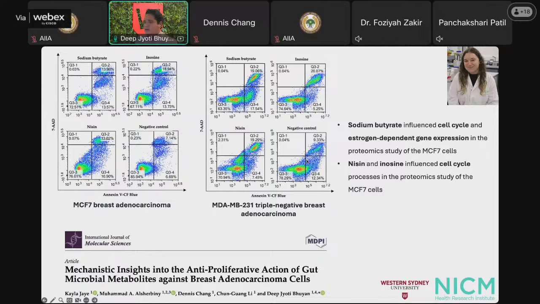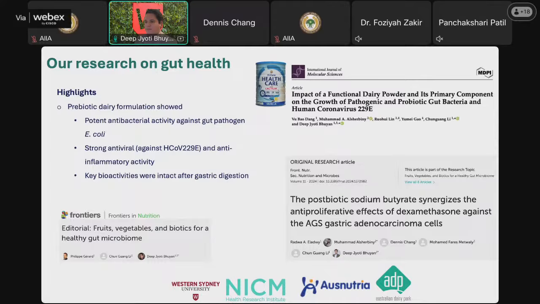So Kayla is currently continuing her work as a PhD student, where she's combining these metabolites with different types of standard chemotherapy as well as immunotherapy against breast adenocarcinoma. And we are also trying to understand what kind of impact these metabolites and their combinations have on the microRNA expression levels of breast adenocarcinoma cells.